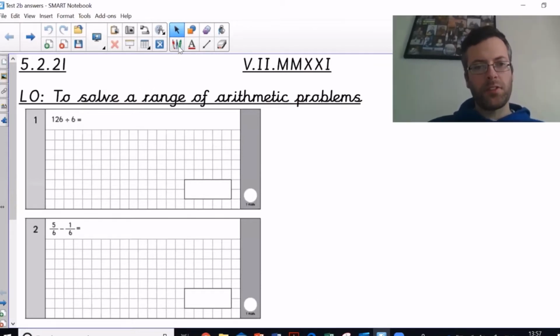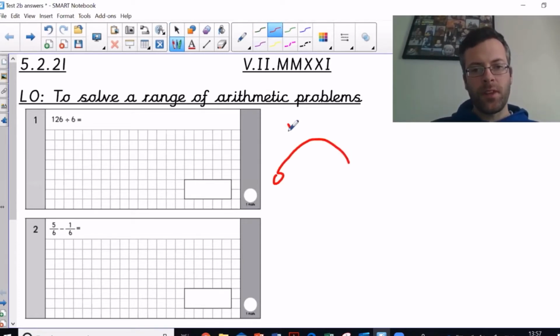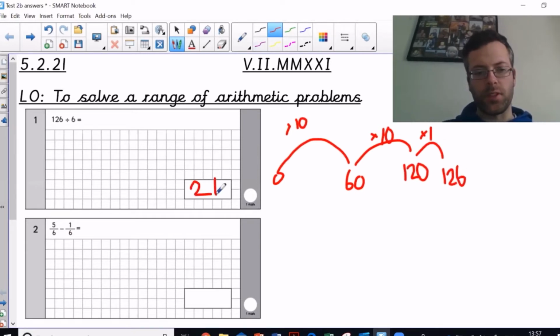Question number 1, 126 divided by 6. Now the way that I'd probably do this is, well I know that 10 lots is going to get me to 60. Another 10 lots is going to get me to 120. And then one more lot is going to get me to 126. So that's 21. 21 lots. I prefer that over bust up really.